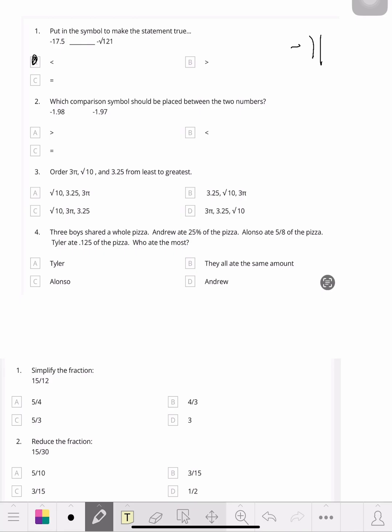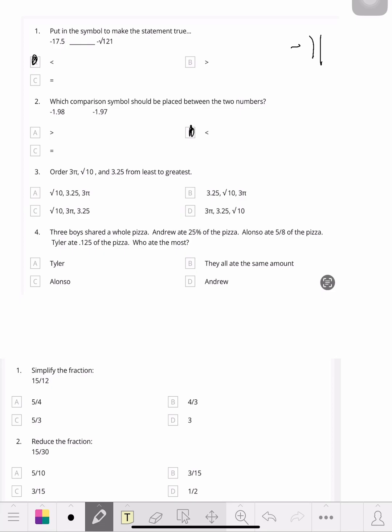Now, next one. What comparison symbol should be placed between the two numbers? Remember what I said, on negative numbers, the bigger the number, the less value it has, okay? So negative 1.98 is less than negative 1.97. So it's less than, okay? So let's check off that one too, right here.